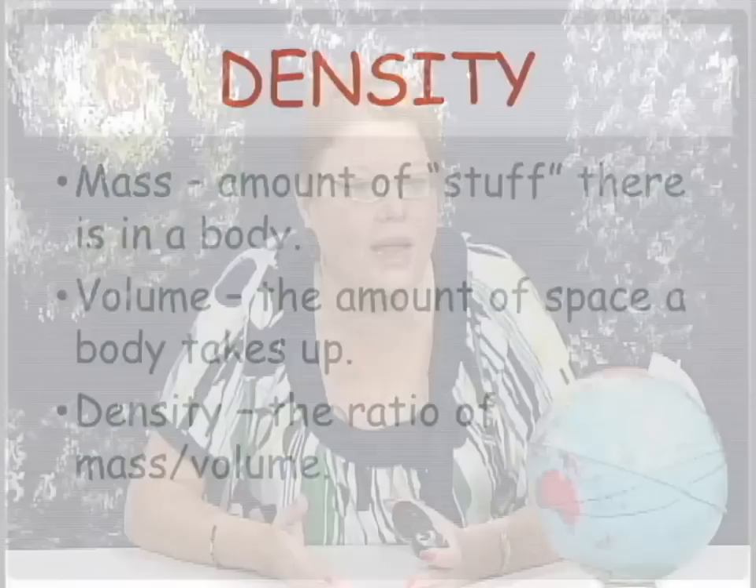And when we look at the densities, especially of the planets, and we compare those densities, we find out that the terrestrial planets, looking at Venus and Earth and Mercury and Mars, are much heavier, have a much higher density than what the gas giants do.